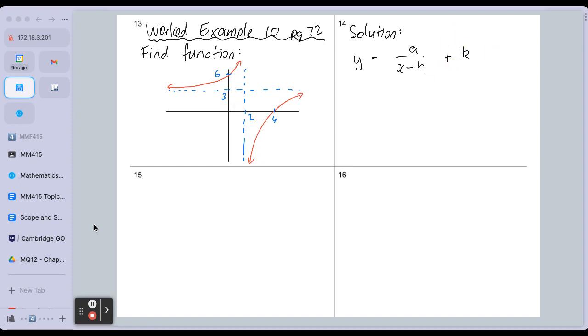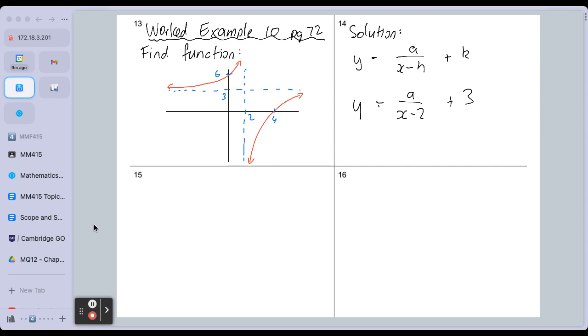This has been translated across 2 units, and so that must represent h because it's gone from the y-axis across 2 units. And so our function ends up being y is equal to a outside of x minus 2, plus 3. As usual then, we're left with that dilation factor. We need to work out what a is. So let's do that.